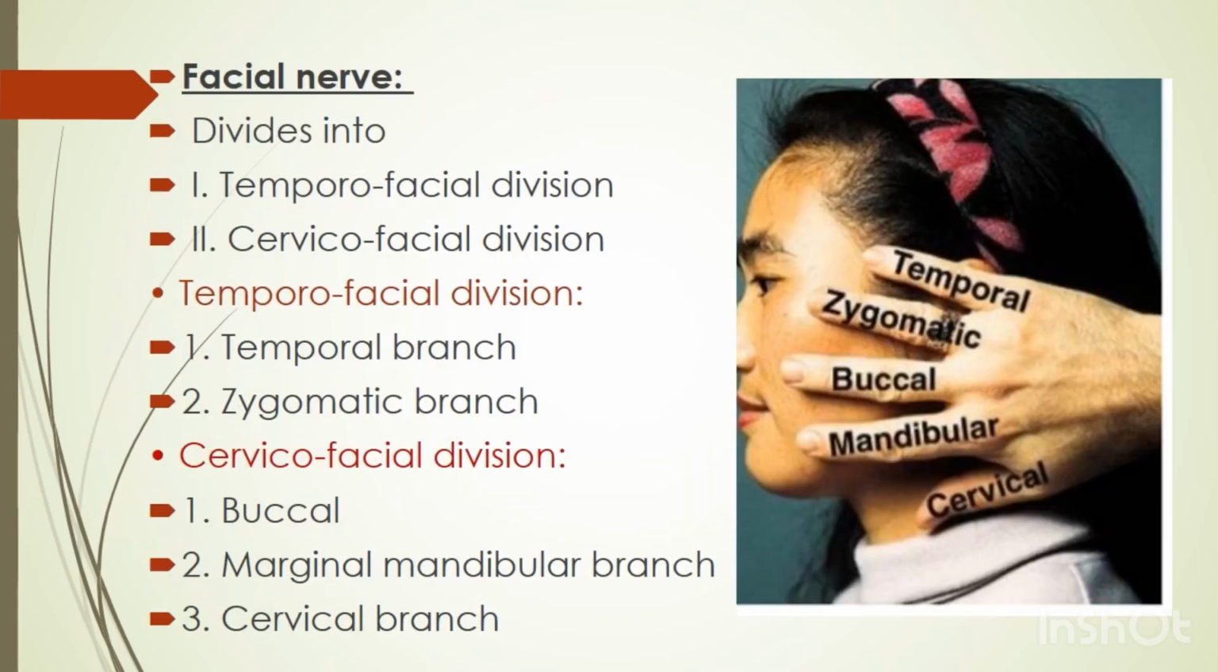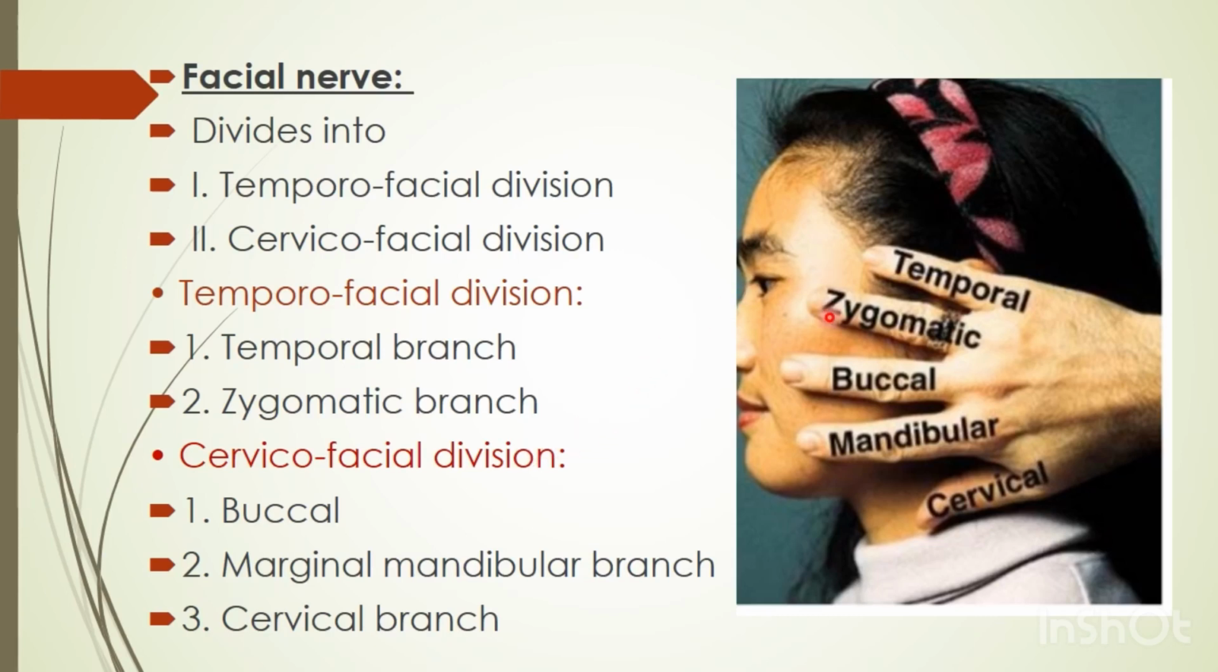Next we'll talk about the facial nerve. Facial nerve enters through the posterior medial surface and divides into two divisions or two branches within the gland, that is the temporofacial division and the cervicofacial division. The temporofacial division further divides into the temporal branch and the zygomatic branch, and the cervicofacial division further divides into the buccal branch, marginal mandibular branch and the cervical branch.